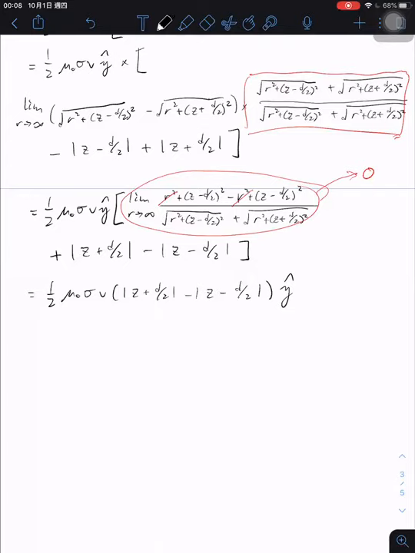Okay, so let me divide it into 3 regions. The first region is z greater than d over 2, above the 2 planes. We have the potential equal to a constant. And the same for z less than minus d over 2, below the 2 planes, with just a minus sign change.